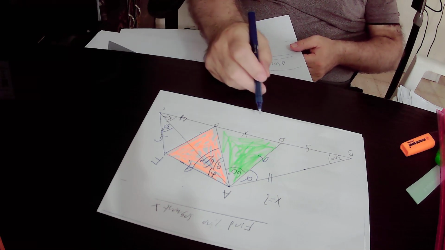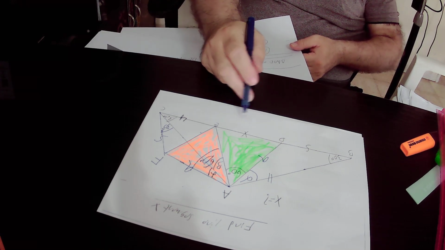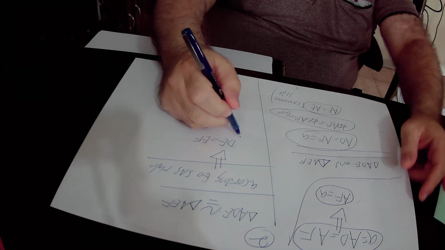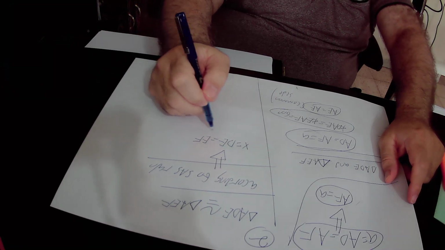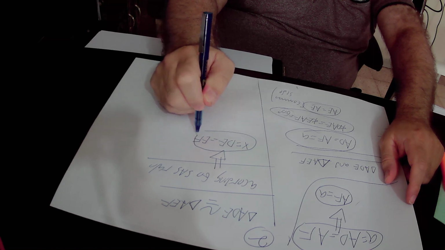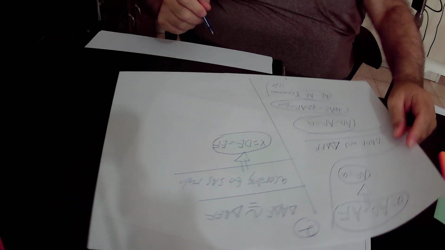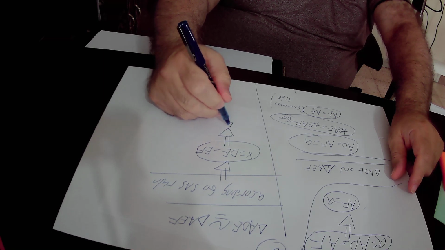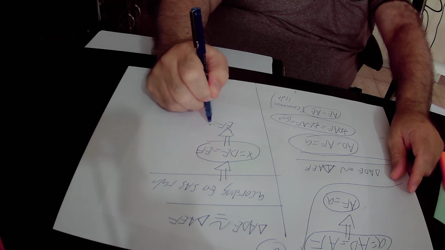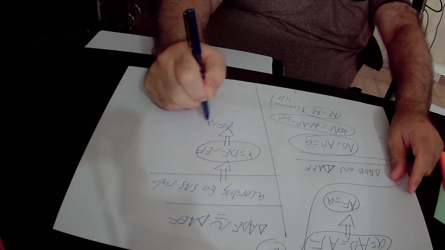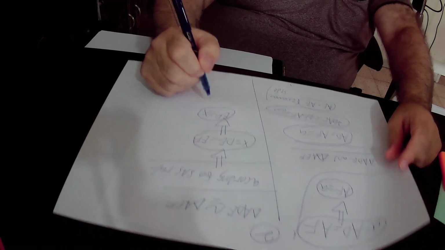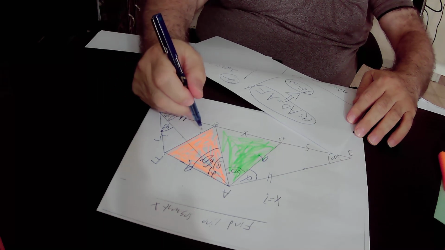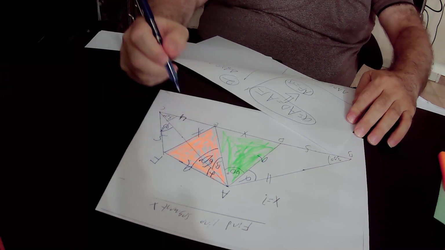But according to what is given in the question, side DE equals x. So you can write that side DE equals x, and from this equation x equals DE equals EF, we derive that side EF also equals x. Side EF equals x.